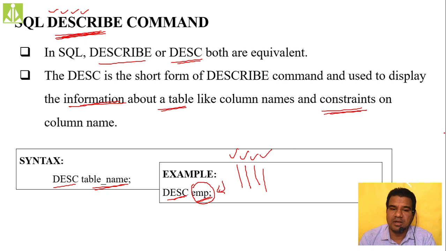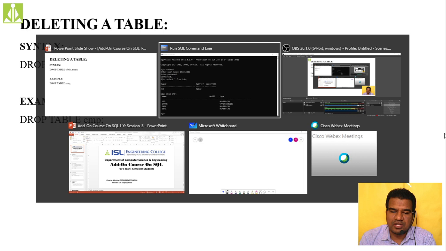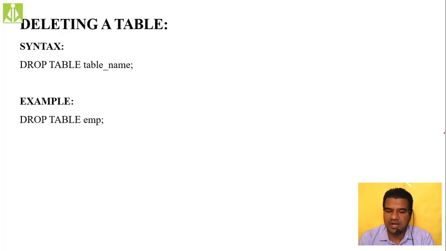So creating a table, describing a table, and deleting a table is also over. For your understanding, I will delete this table and once again I will create it, no issues. So deleting employee, what command do I have to use? I have to demonstrate this drop command. That is the reason why I am deleting the table employee. Already I have a table with name EMP. So that EMP table I am deleting now.